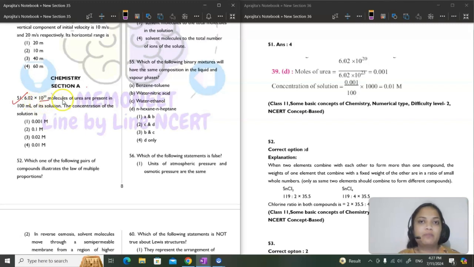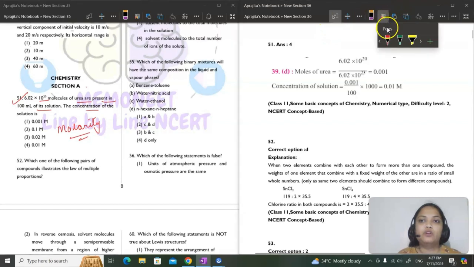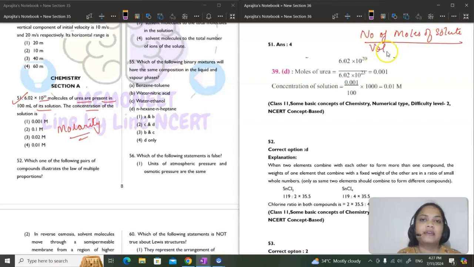6.02 into 10 to the power 20 molecules of urea are present in 100 ml of its solution. Concentration of the solution is. Here you just need to find out the molarity of the given solution. The number of molecules of urea is given. What do you mean by molarity, students? It is the number of moles of solute divided by volume of solution in liters.